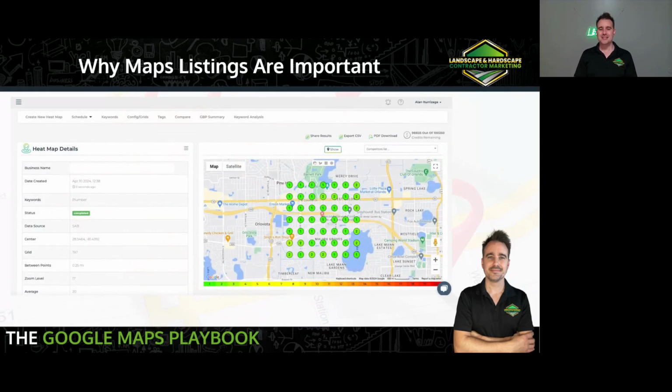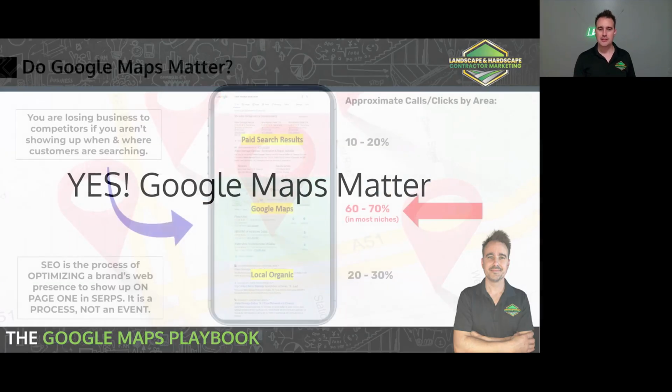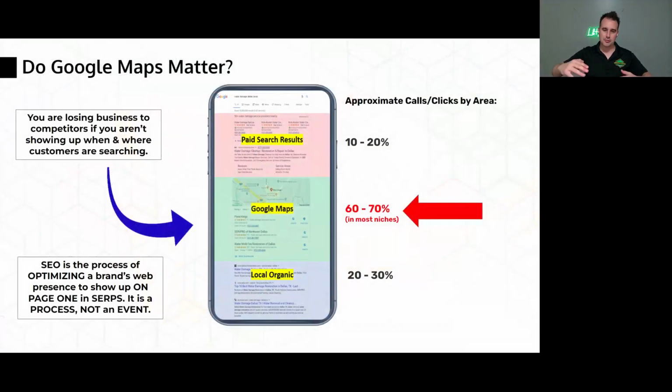Now, you might have seen this before. This is what's called a heat map ranking. It's a tool that we use, and there are a few tools out there to look at your Google Business Profile, your Google Maps ranking for certain keywords. And what it'll show is these little dots, either a 1 or a 2 or 3, and that corresponds to which position you are on the Google Maps listing, whether you're on 1, 2, or 3.